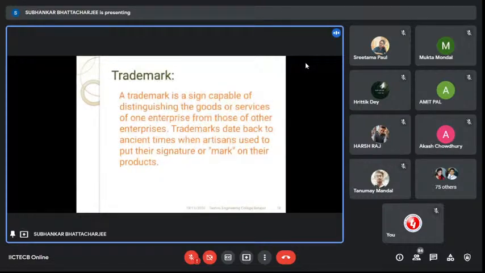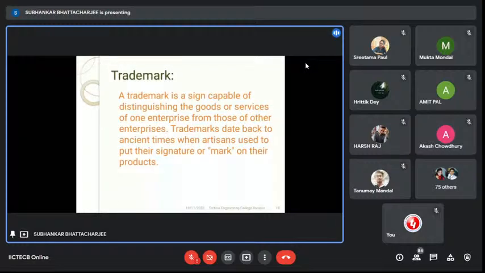Next, trademark. A trademark is a sign capable of distinguishing goods and services. Trademark is a sign that we can use to distinguish.